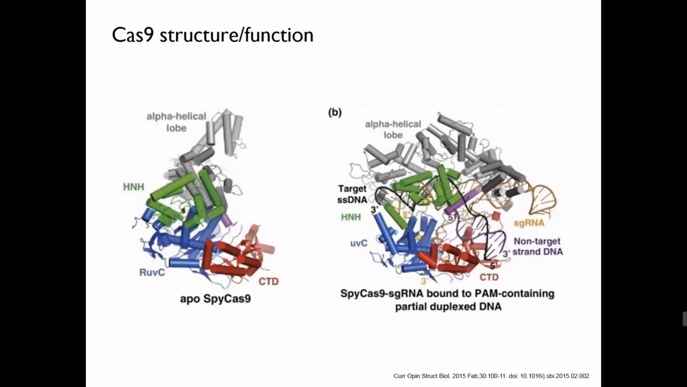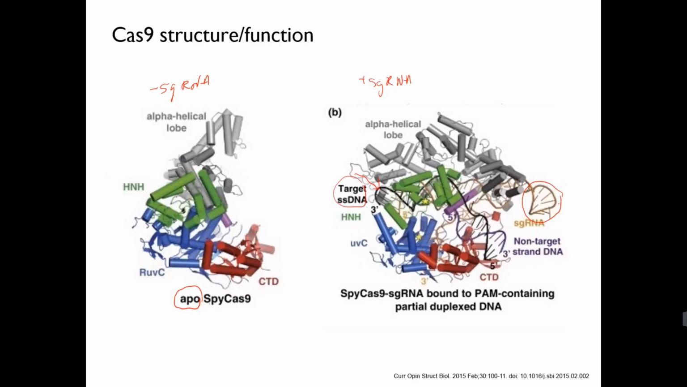The next thing I want to do is have a look at the protein. What I'm going to show you here are a couple of structures, and on the left is SpyCas9 in the APO state. This is just the protein with no guide RNA bound, so minus the guide RNA. And on the right is also SpyCas9, bound with the guide RNA, so plus the guide RNA. That's shown over here in yellow, and a target strand shown in this darker color over here.